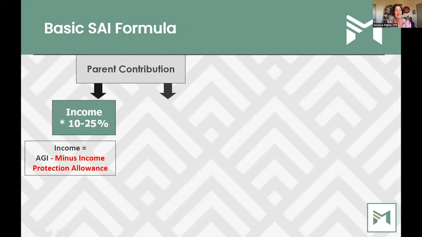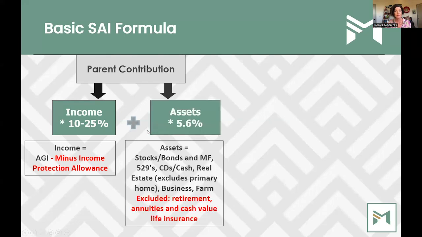Now, the reason it's 10 to 25% is because if you make around $100,000 or less, they're going to assess your income at 10%. But if you make over $200,000 adjusted gross income, they'll assess your income more like 25%. So it is a bit of a sliding scale. Next, they're going to look at your assets, and your assets represent stocks, bonds, and mutual funds, 529 accounts. Now, this is important. A 529 is a parent asset, not a student asset.